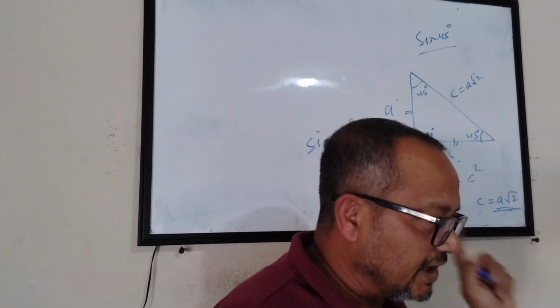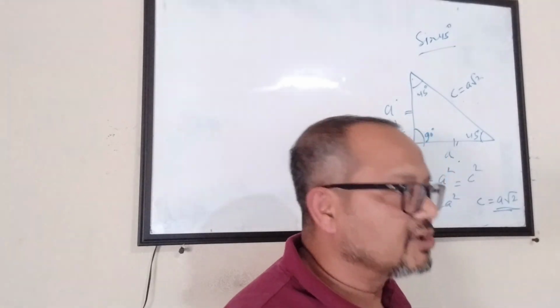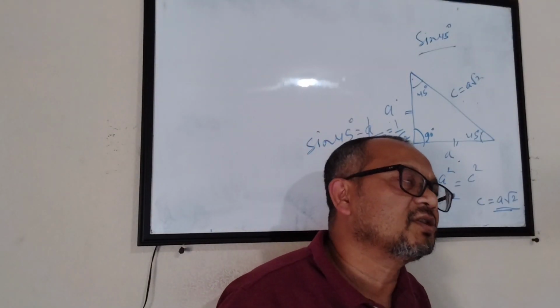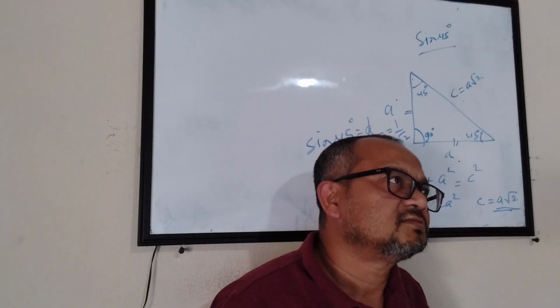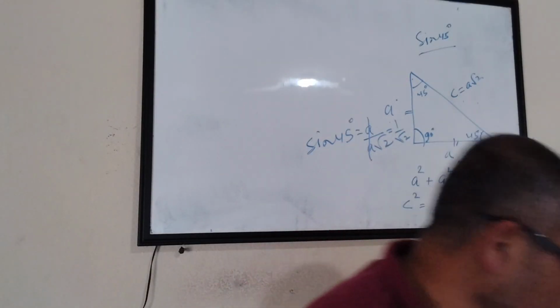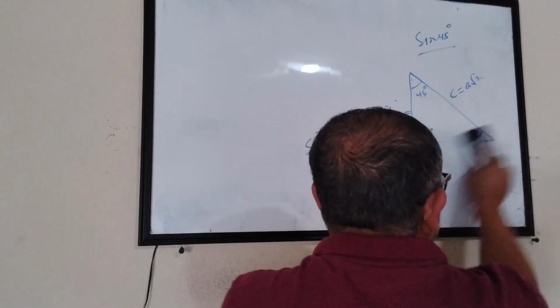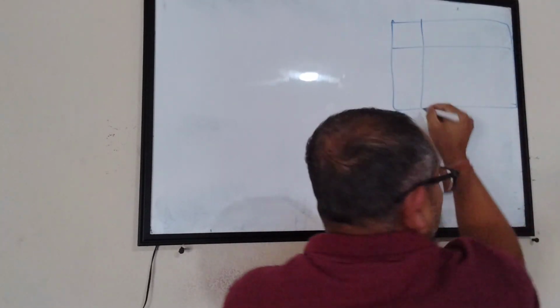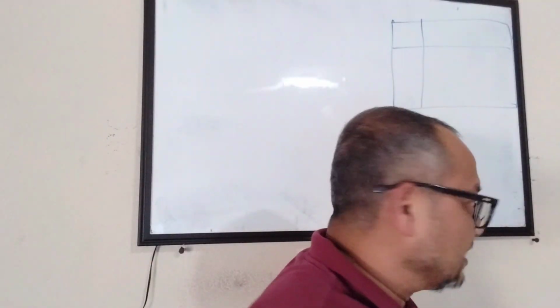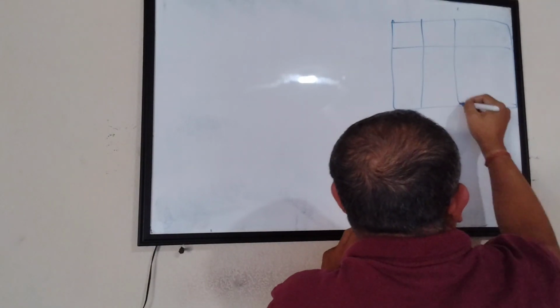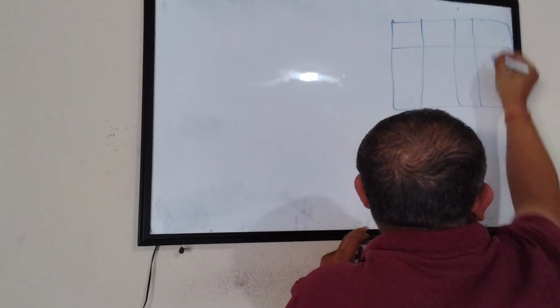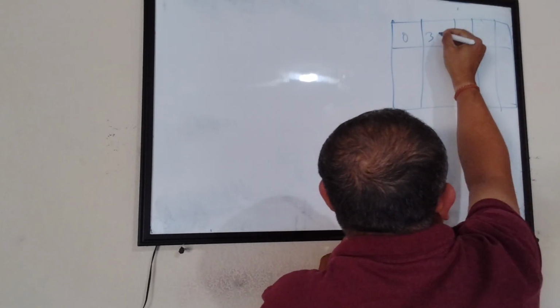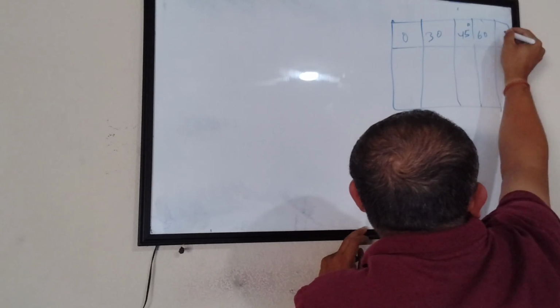Sine 30, I'm just trying to recall how sine 30 is proved to be 1 by 2. We'll figure it out. But the idea was not to go into this one. The idea was to relate sine 30 equals 1 by 2. How to prove that? I'll prove that in the next class. I'm probably not trying to struggle and spend too much time on that one. We will do that. 0, 30, 45, 60, 90.